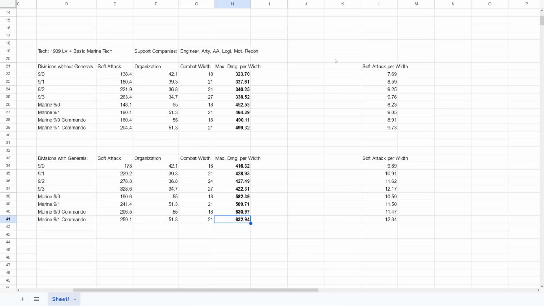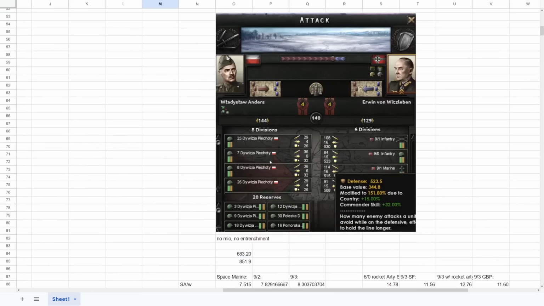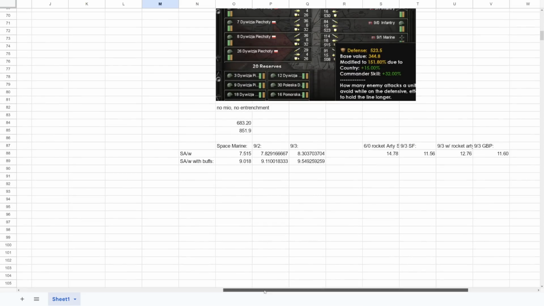I know a lot of people have suggested that line artillery is still good because you can maybe crit your enemy, but there are a couple of problems with this. The first is that yes, the soft attack per width does go up, but usually it's actually not enough. In single player it's probably enough, but the problem is there are way better strategies even in single player.